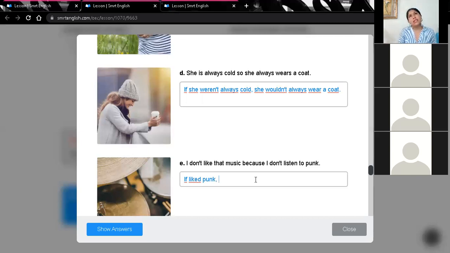But at the end, if you listen to it, it's because maybe you like it, so it's good. If I liked punk, how did you say it? Can you repeat it so I can write it, please? If I like that music, I will listen to it. Very good. You could change that music for punk. If I like punk, I will listen to it, or I will listen to that music.